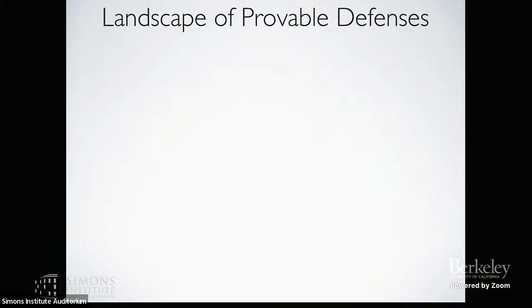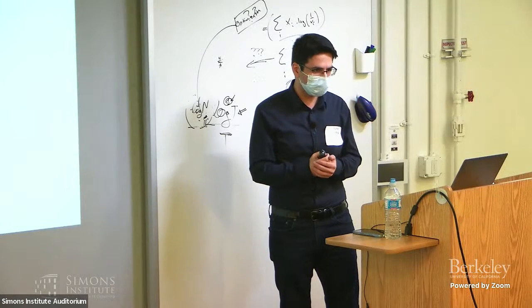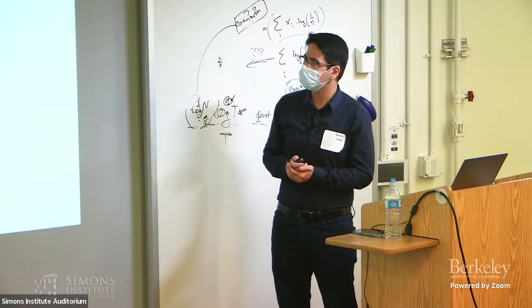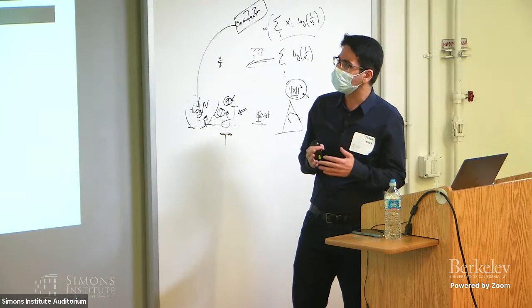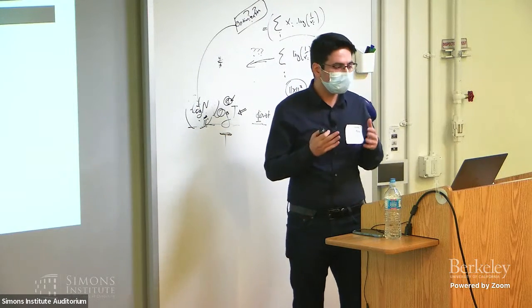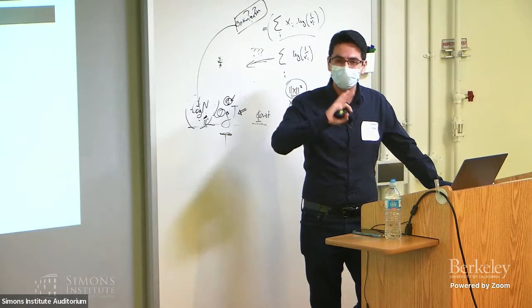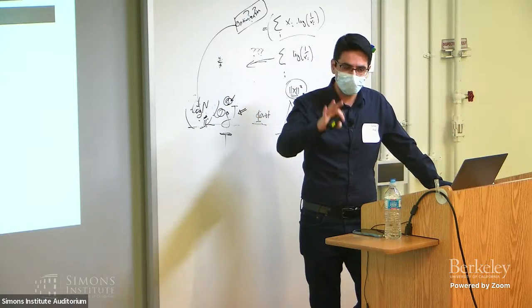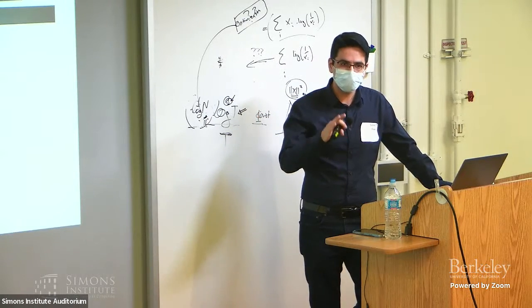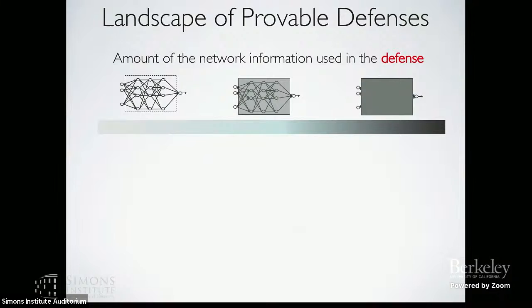Okay, in the last 5 years, I should say there have been a lot of interesting ideas to come up with such provable and certifiable methods against adversarial perturbations. So first, I'm going to categorize them based on the amount of the network information they used in the defense. Again, the attack is white box. Attack can use any information it wants from the network, but I'm going to classify the defenses based on the amount of the network information they use in the defense.